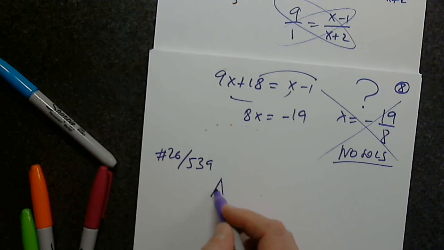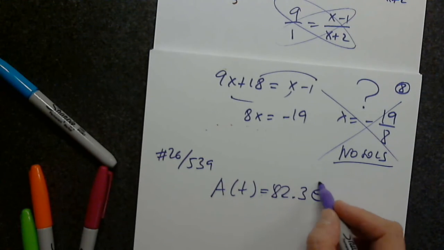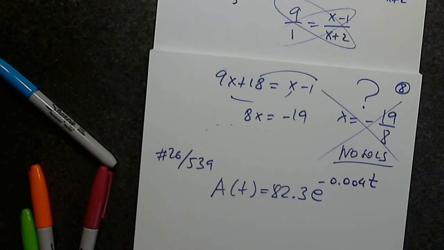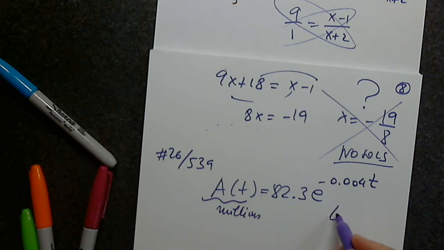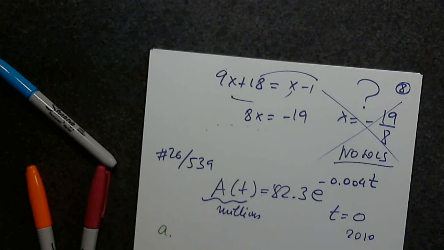539. The function A of t equals 82.3 e to negative 0.004 t models the population of Germany in millions, t years after 2010. What is t for 2010 then? T years after 2010. Perfect. Great job. What was the population of Germany in 2010? What do I have to do? That's part A. Plug in what exactly?